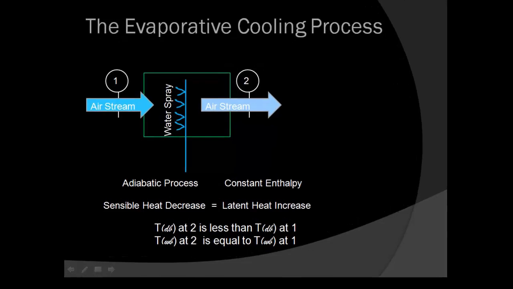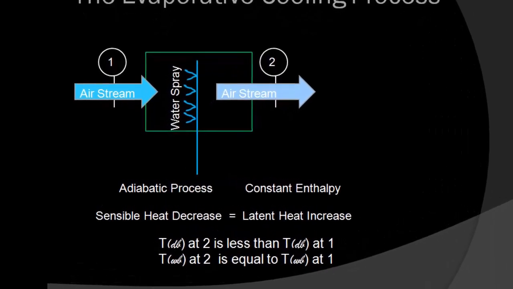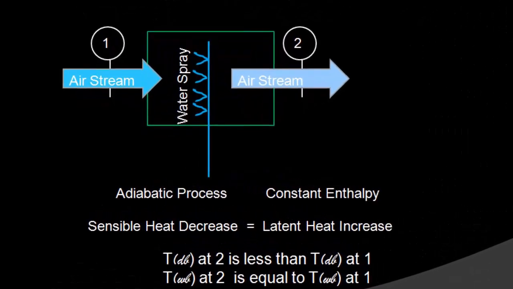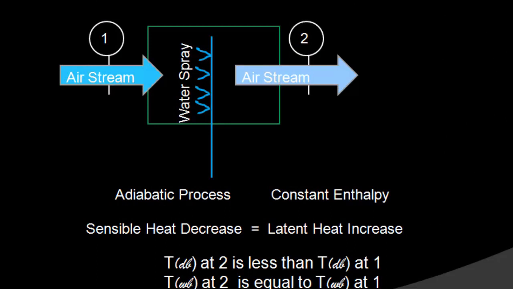Evaporative cooling is an adiabatic process, meaning it is a process in which there is no change in the total heat content. In addition, evaporative cooling is a constant enthalpy process. So if this is true, then how does the cooling effect occur? The cooling effect comes from the evaporation of the water into the airstream. Evaporation is a latent process that requires heat, which comes from the airstream.